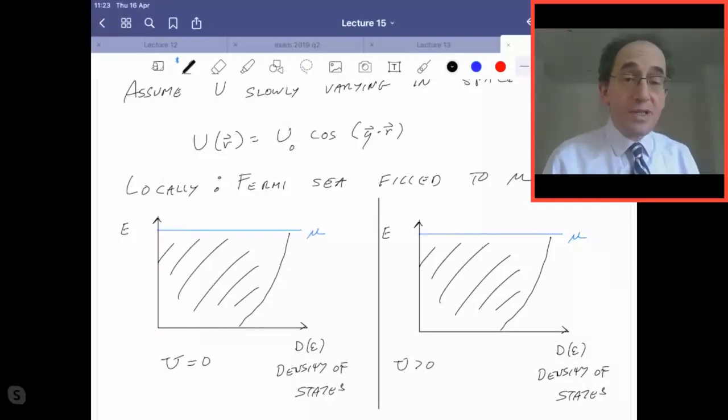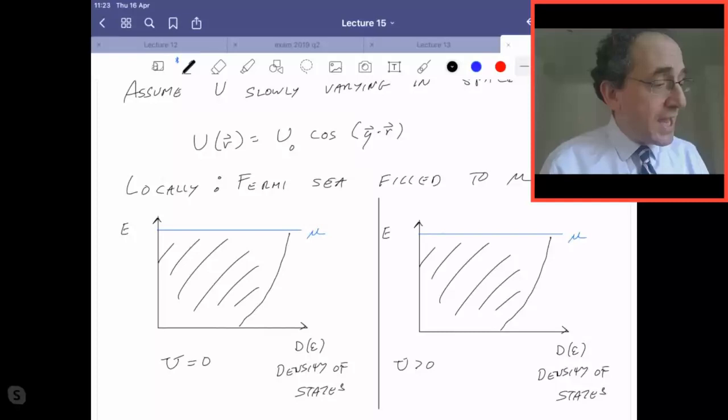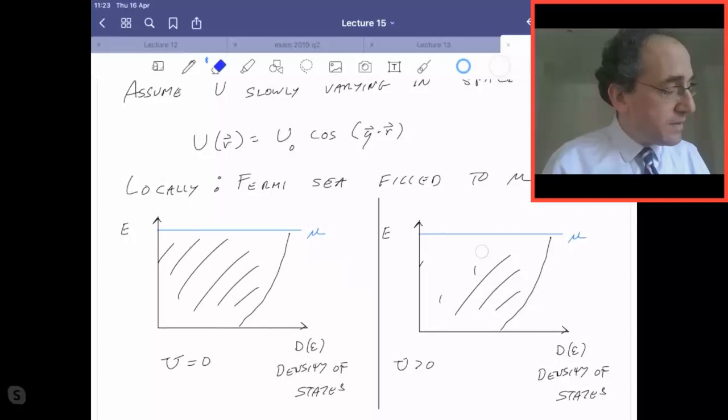So now it's going to be fermions in a potential U. And what's going to happen here is that we are going to push all of these states up in energy, okay? So I'm going to take all these states here, erase them, and I'm going to move them up in energy a little bit, okay?